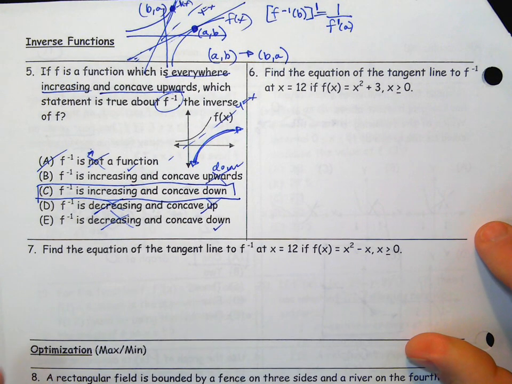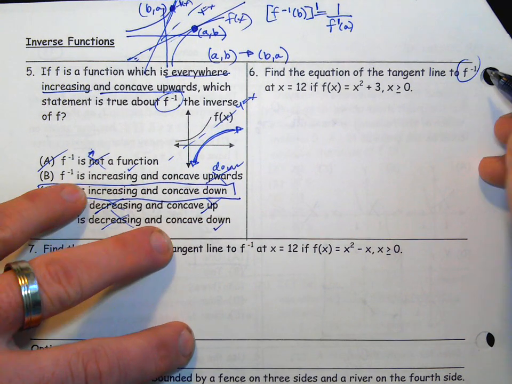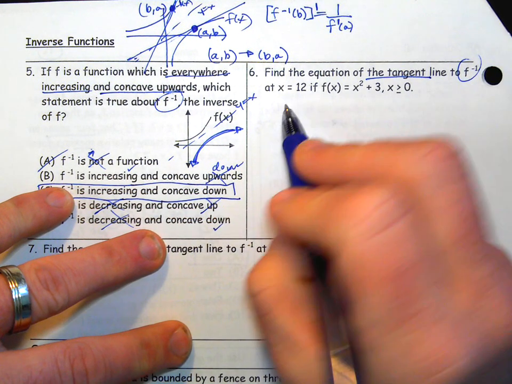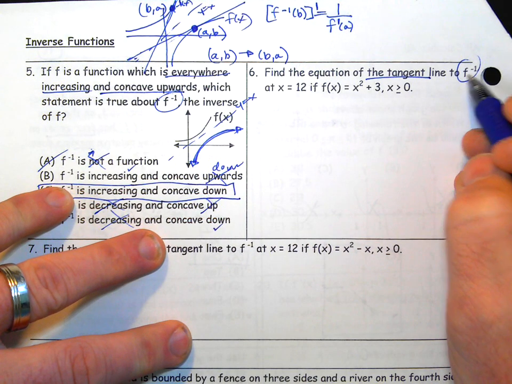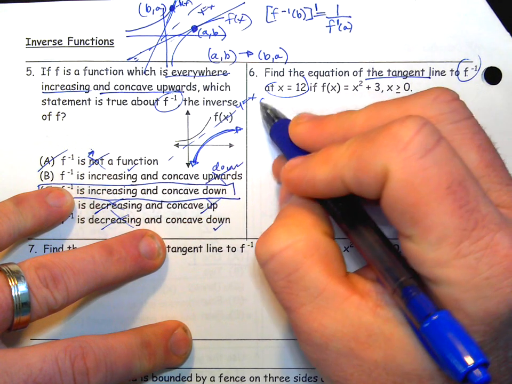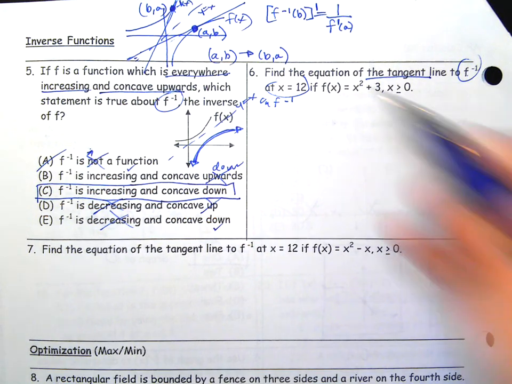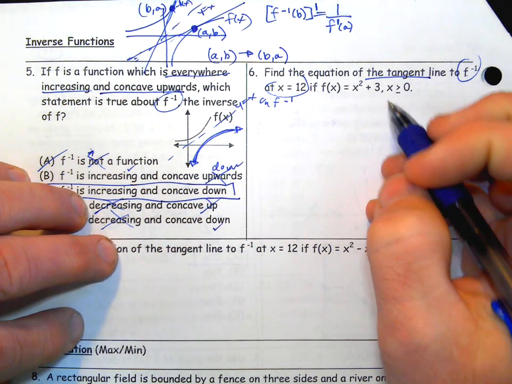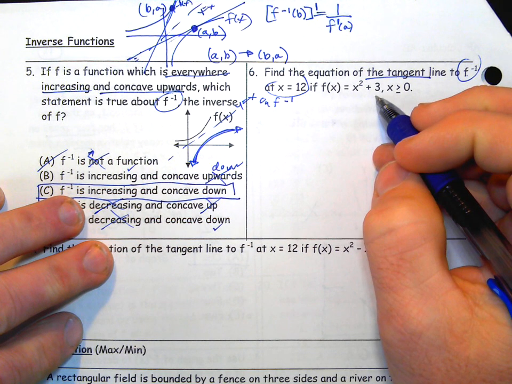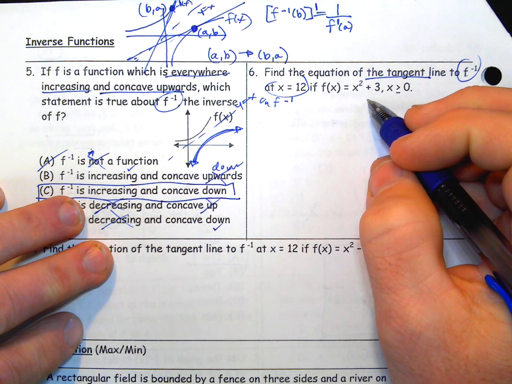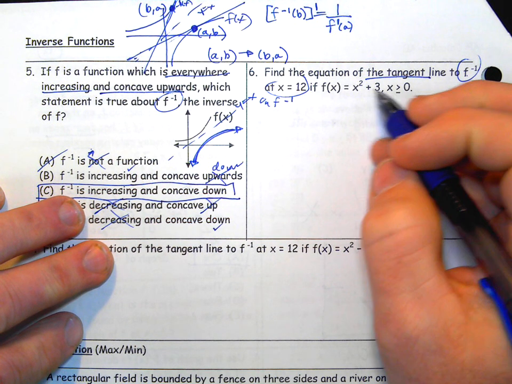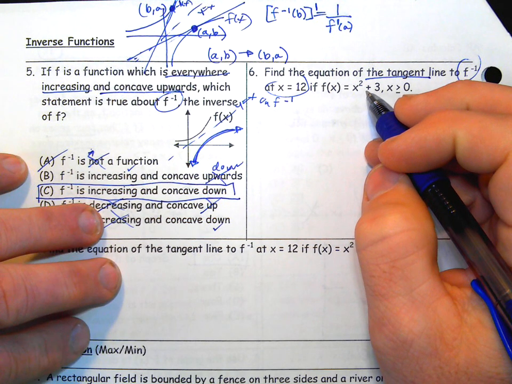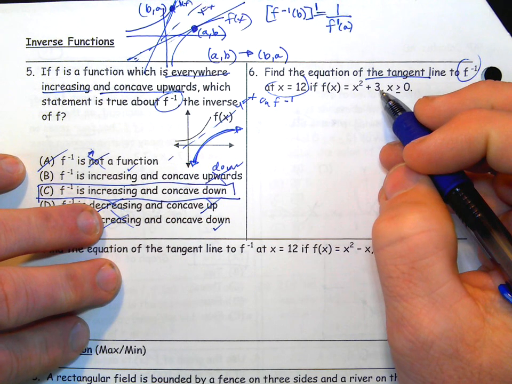Okay. Number 6, the equation of a tangent line to the inverse. Well, we need a slope and a point. So we want the tangent line to the inverse at x equals 12. This is on the inverse function. What we need to realize is that I don't want to actually find the inverse function. I mean, we could do that. I'll show that as a second way of doing it, and we could do it on this problem. But let's see.